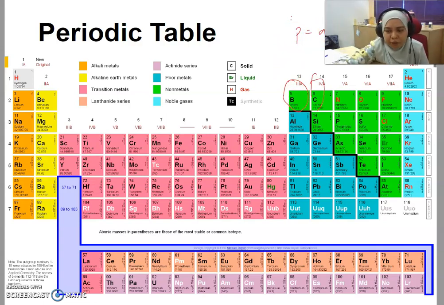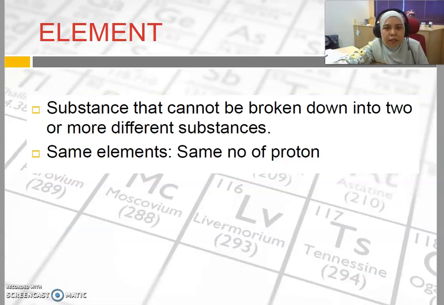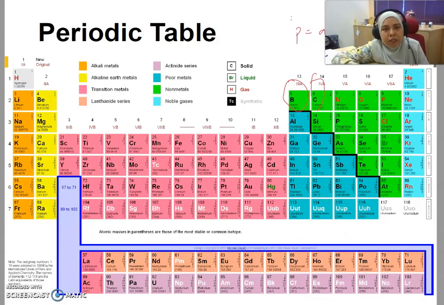Tak boleh ubah-ubah. Okay. And then, element. Element ni adalah definition the substance that cannot be broken down into two or more different substance. Same element means same proton number. Macam saya cakap tadi. Proton number you cannot change. So, element tu lah. Kalau carbon 6, that's it. It's a carbon.